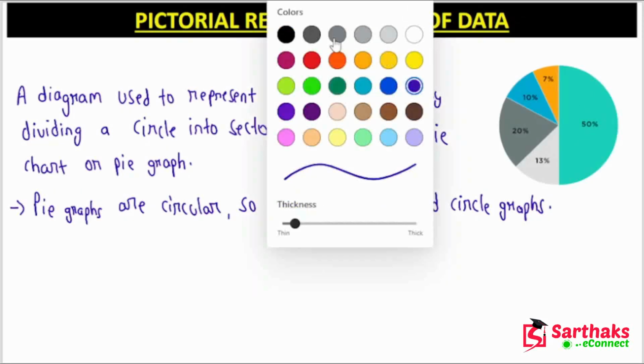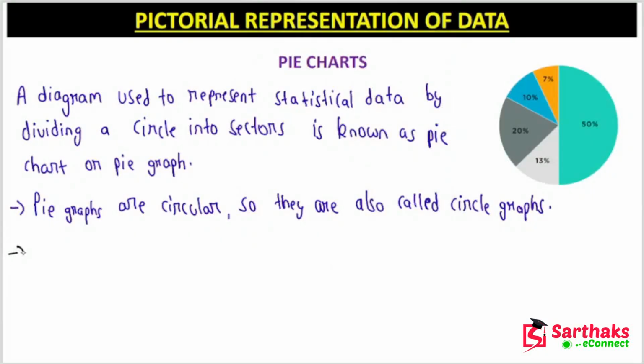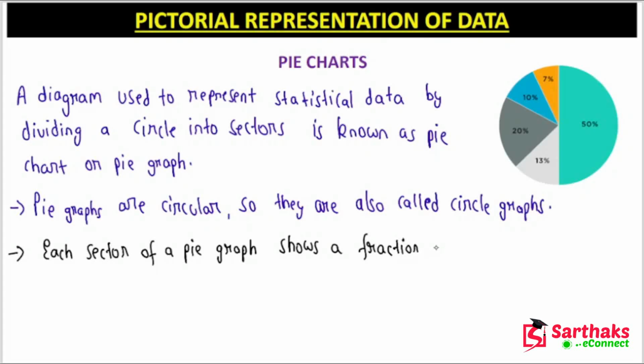So we can clearly state here, this is a basic property of a pie chart, and that is why we are preferring the pie chart. It says that each sector, since there are 5 sectors, of a pie chart or a pie graph shows a fraction of the total, right?